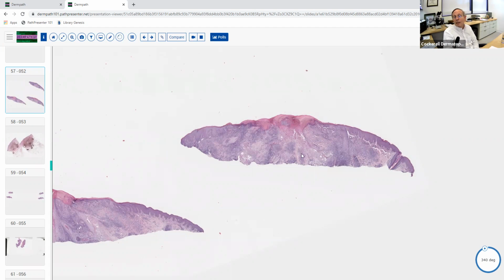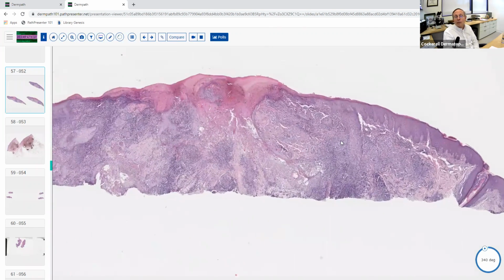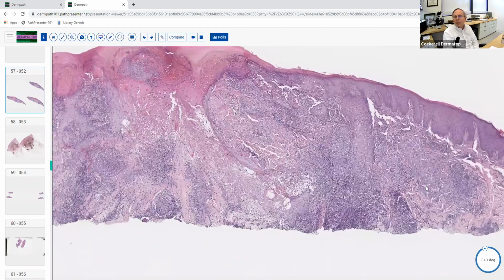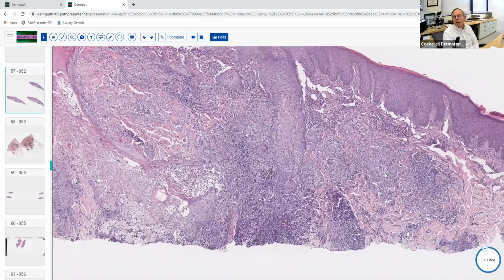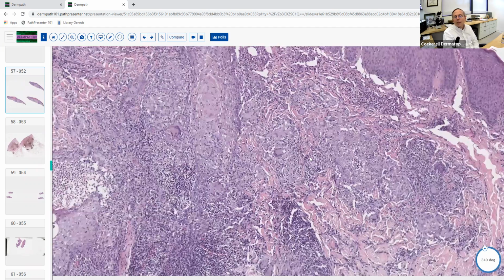And we don't have the same kind of epithelial hyperplasia we had with the chromo, but we've certainly got a little bit of epidermal hyperplasia here. So let's go to higher magnification. And once again, we see suppurative granulomatous inflammatory reaction.